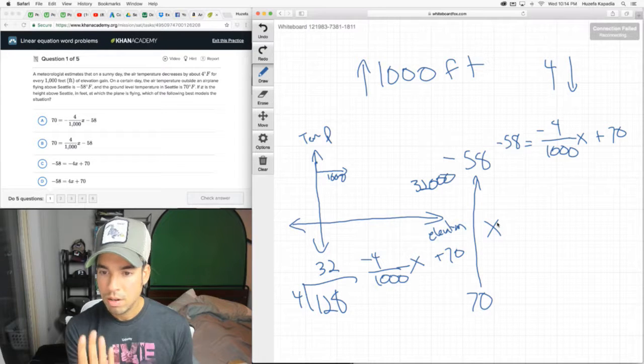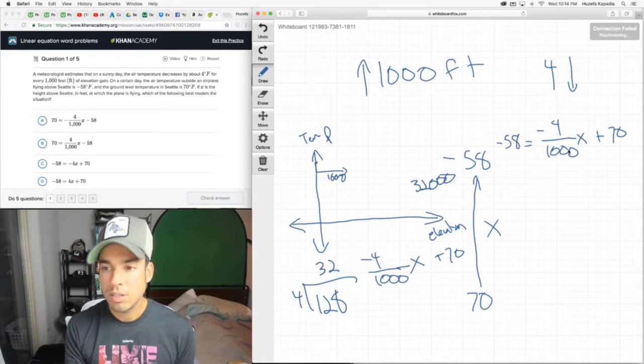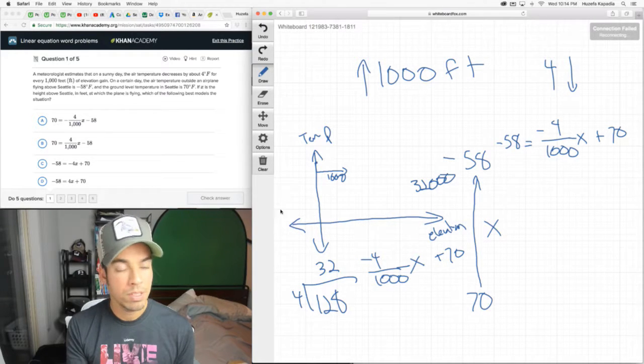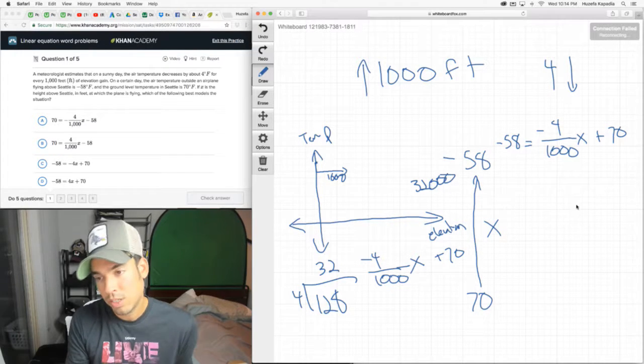Let me just make sure that's right. 1,000, right? I think that's about right. Now, let's look at this value and see what would happen. There's no calculator, by the way, so it wouldn't be super easy to do this verification, but we could try it.